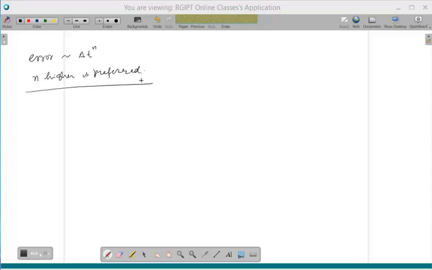Okay, so you always try to develop a method which, when I reduce the time step, converges faster. Okay? That's all it means. So a higher n is preferred.